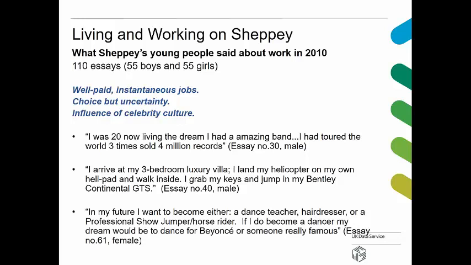So one boy wrote that he had an amazing band and toured the world 3 times and sold 4 million records. Another thought that he would like to own a 3-bedroom luxury villa, a helicopter, and a Bentley. And finally, the girl at the bottom who wanted to be anything from a dancer to a hairdresser to a horse rider, and if a dancer, her dream would be to dance for Beyonce or someone really famous. So quite a shift in possibilities for young people today.